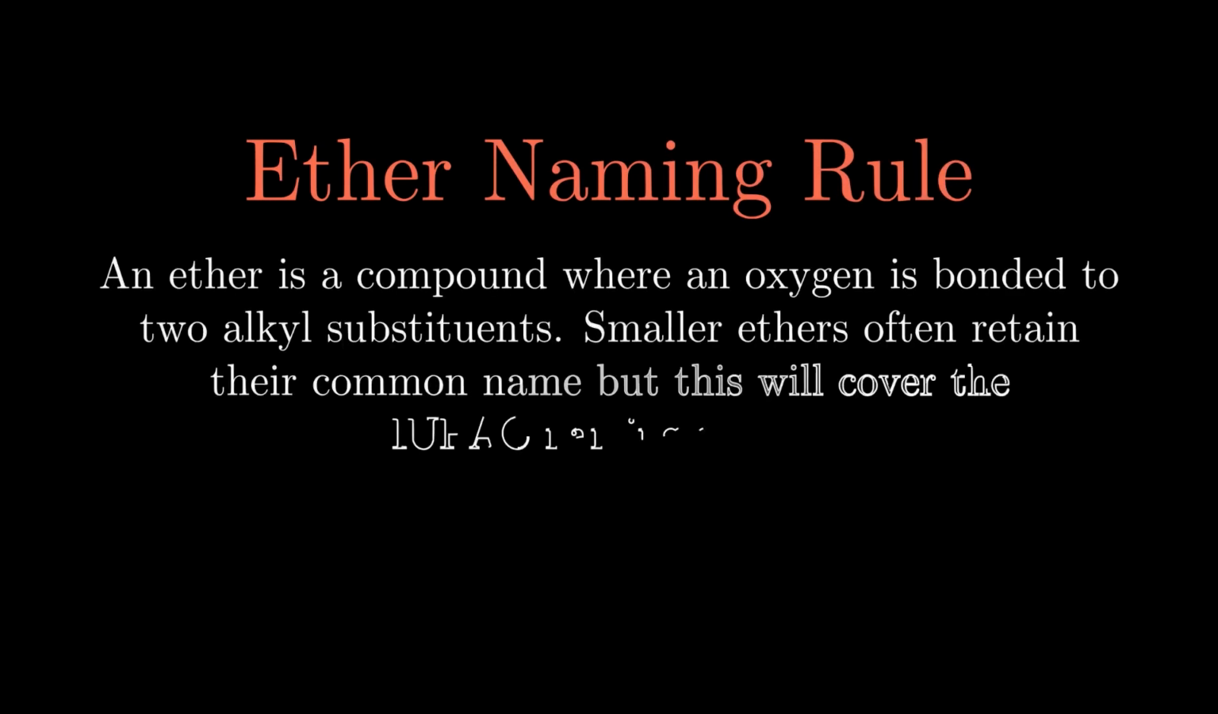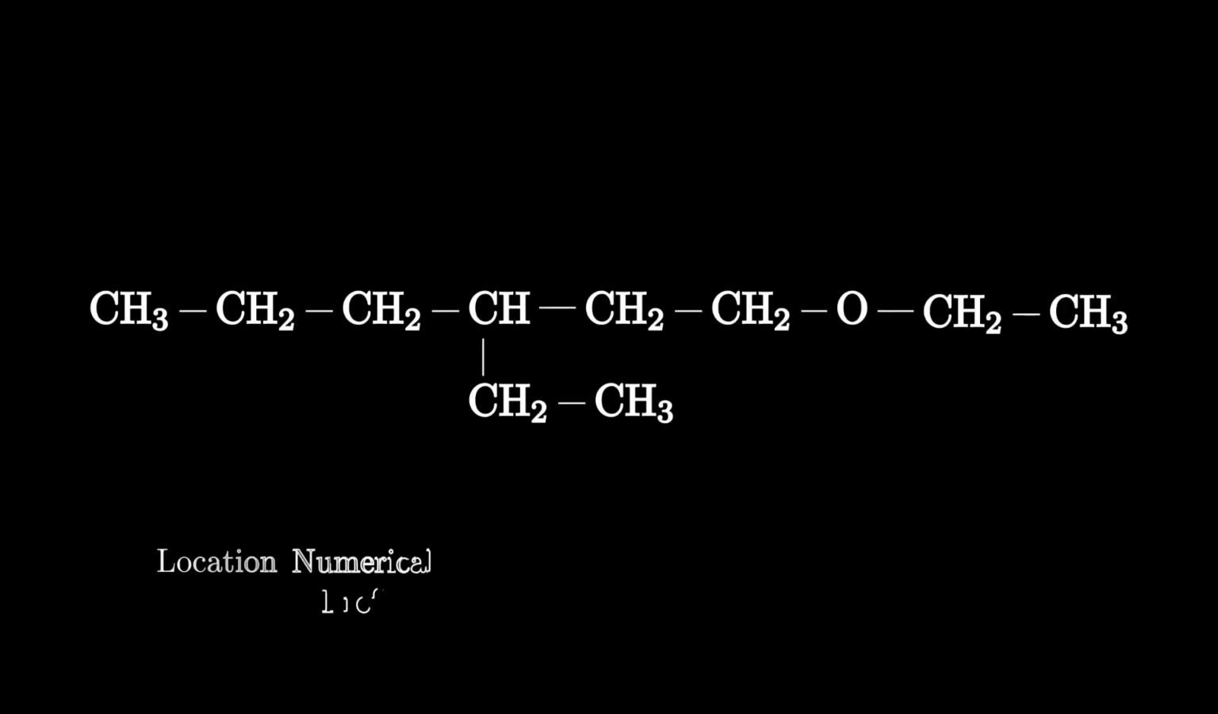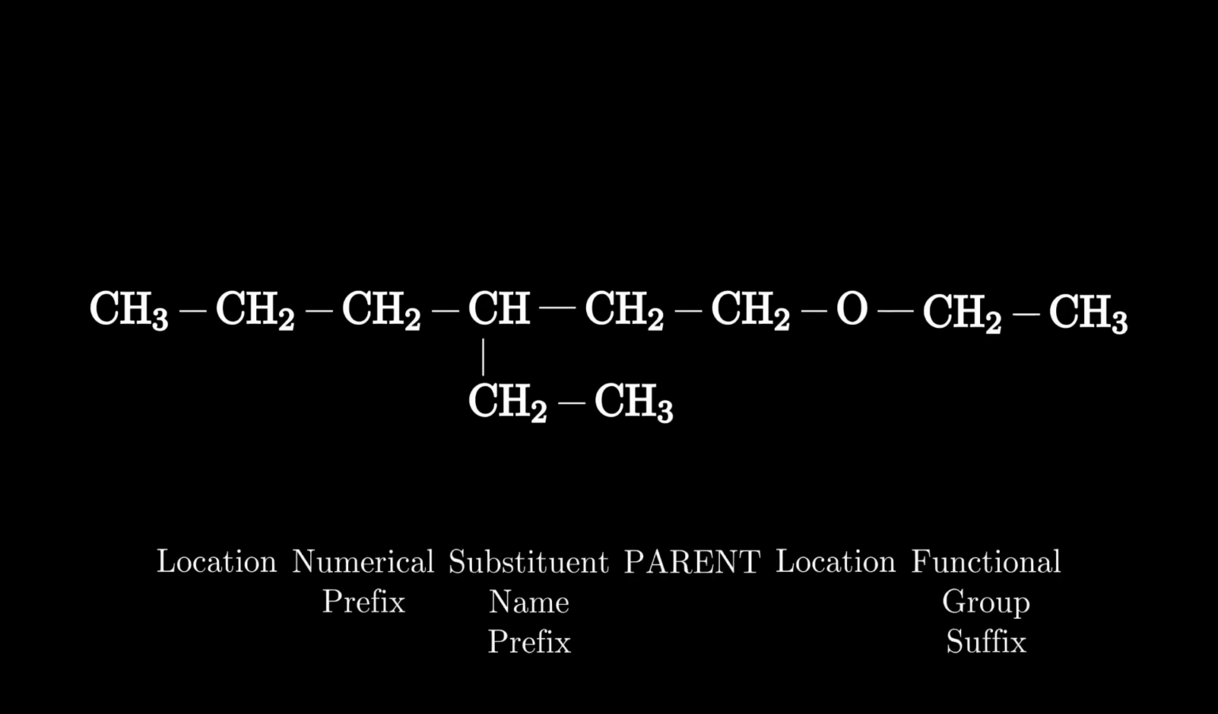Ethers are the first compound we are naming containing oxygen, and while smaller ethers often go by common names, this video will demonstrate the IUPAC system. The ether group is named with the alkyl prefix plus oxy. Even though we are just seeing oxygen for the first time, give it a go naming the molecule on the screen.